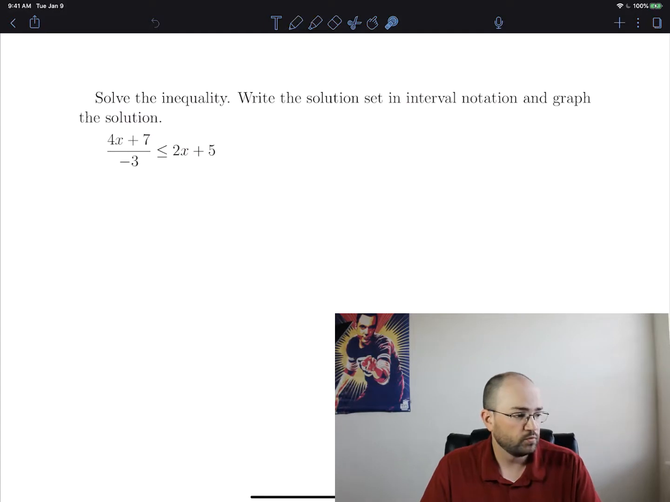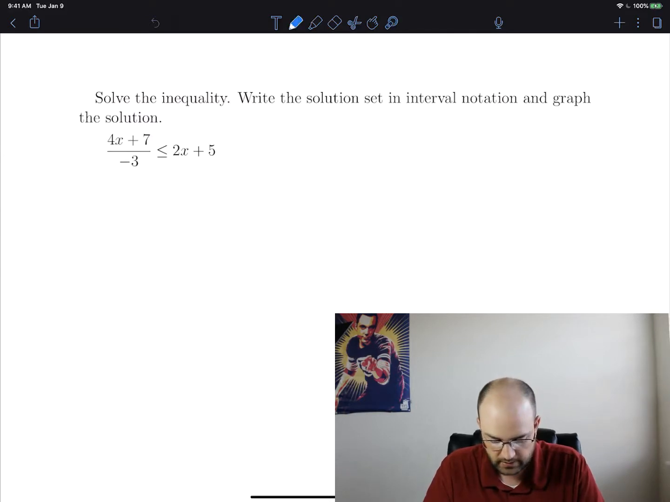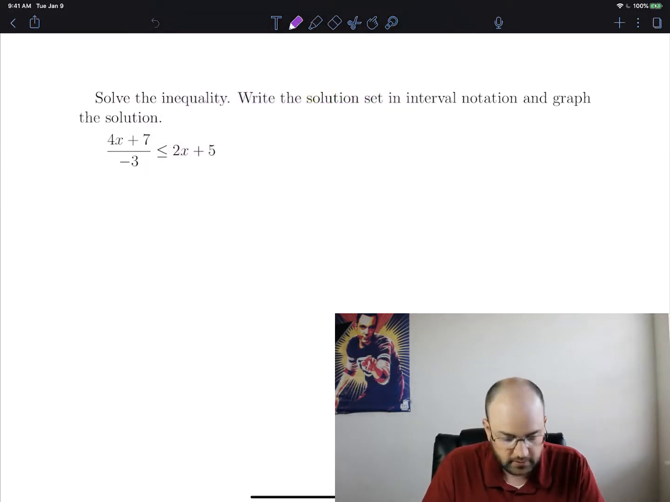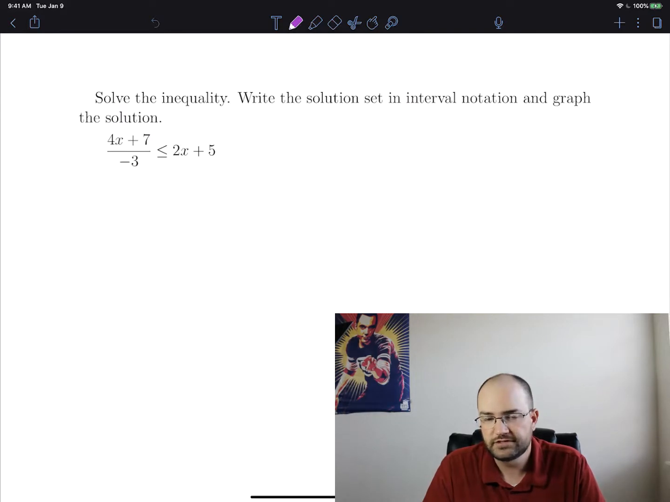Okay, so remember back in the previous section we said when you see a fraction like this, rule number one, don't freak out. The first thing we want to do is get rid of any fractions, and the fraction here has a denominator of 3.